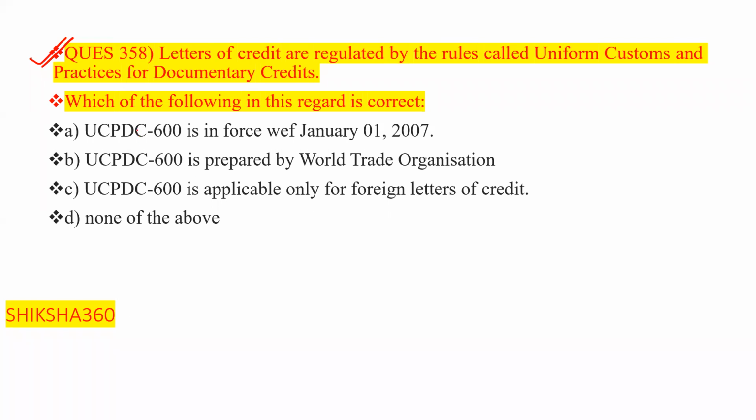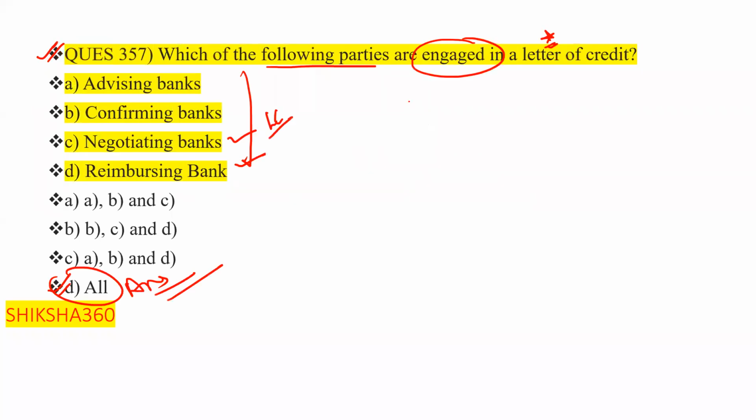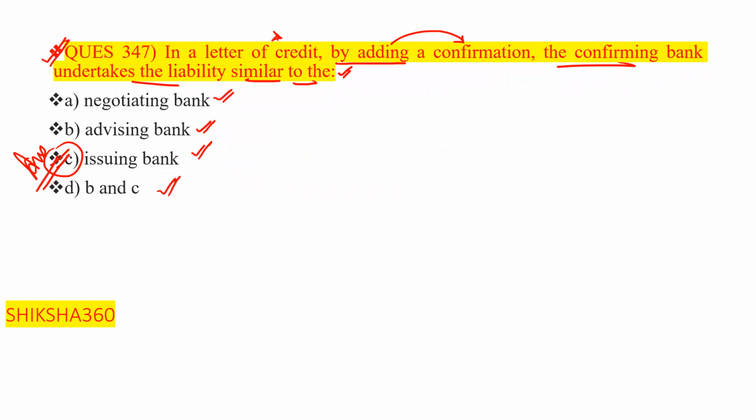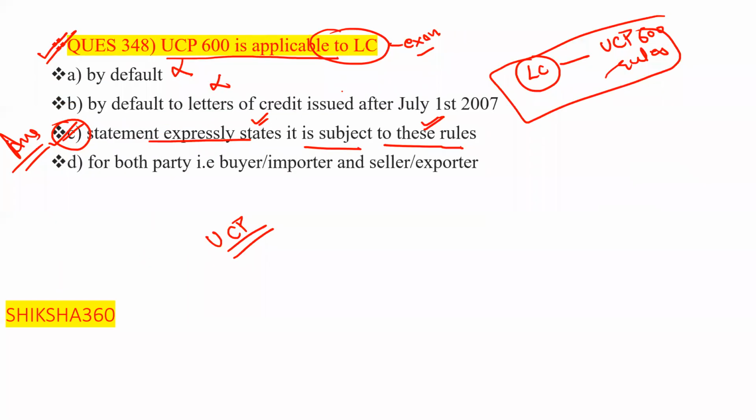Here it says that UCPDC 600 is in force with effect from 1st of January 2007. I have already discussed this. Basically, it is applicable from 1st of July 2007. Clear? 1st of July 2007.